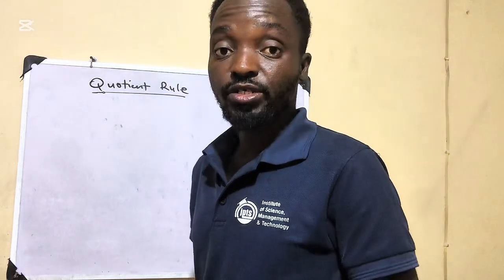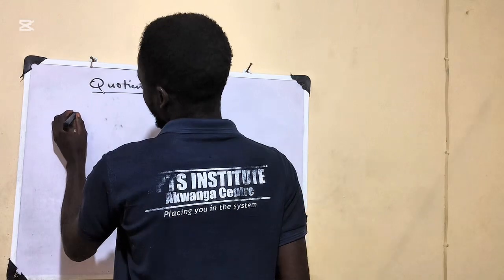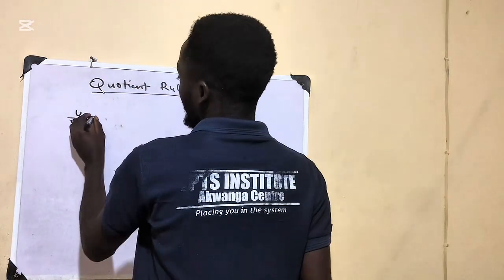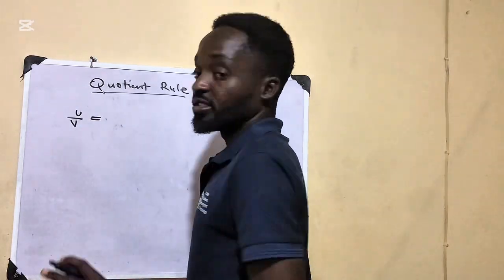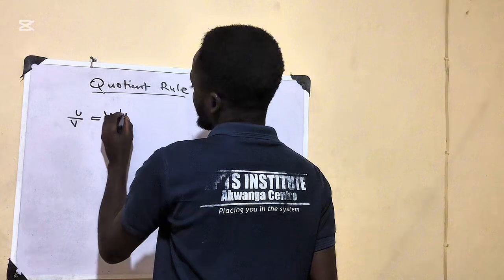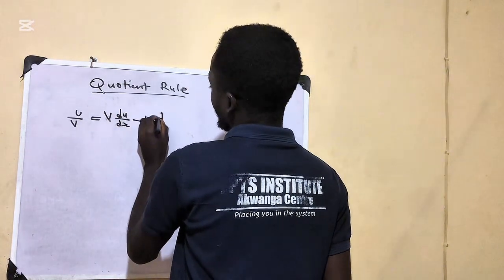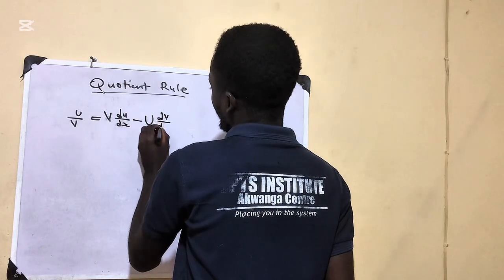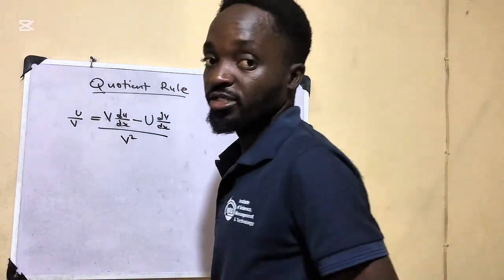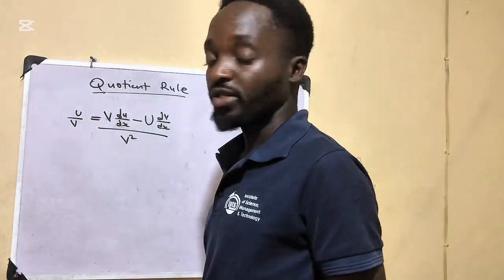So the quotient rule is given as: if you have a function like u over v, and you're asked to differentiate this function, it is the same thing as saying v du over dx minus u dv by dx, divided by v squared. So this is the quotient rule. I'm going to explain what that means.